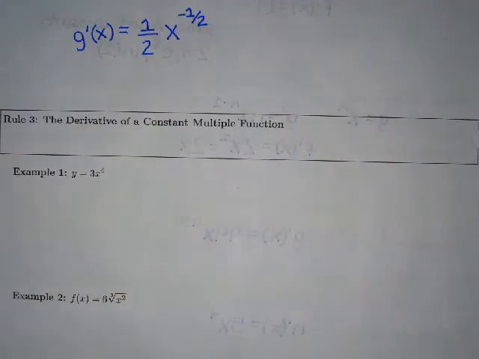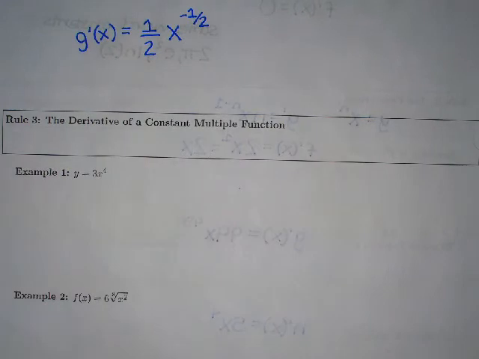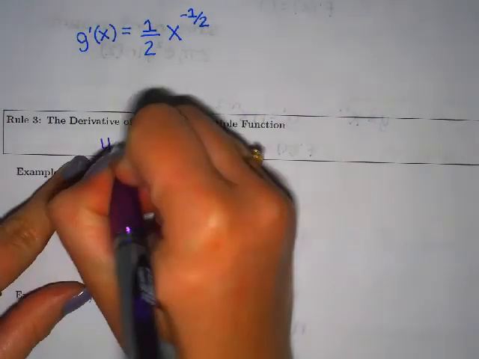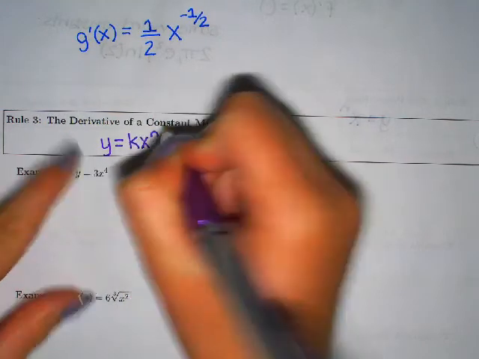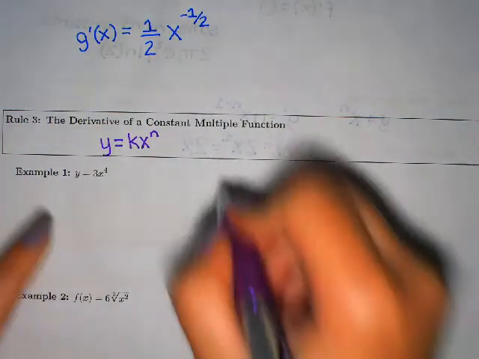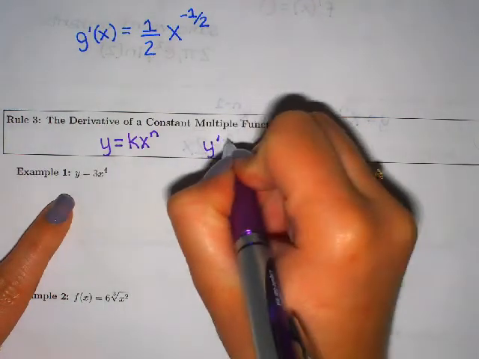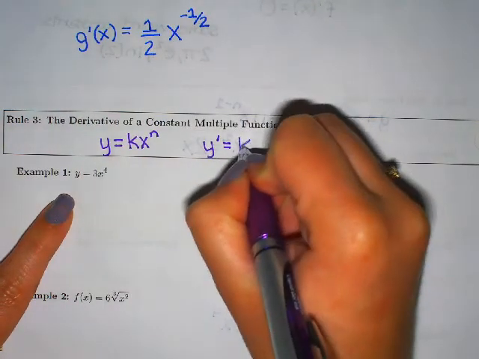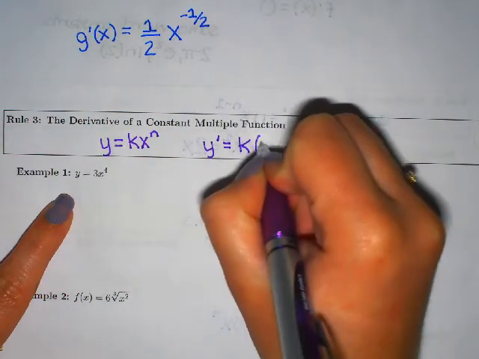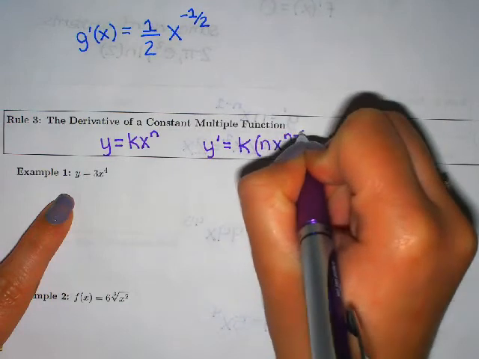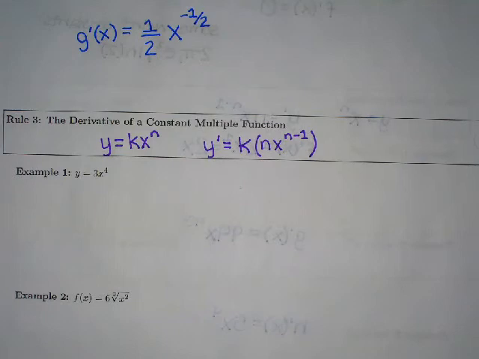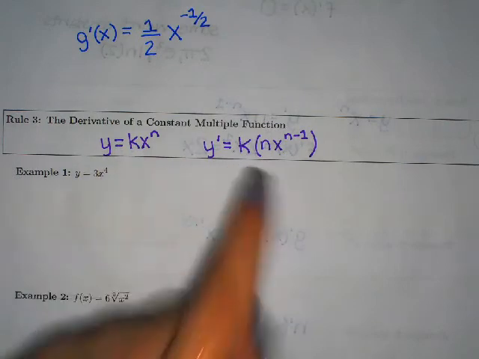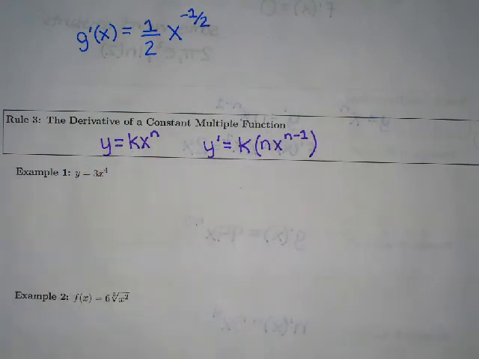We are making our way through here. Rule 3, derivative of a constant multiple function. That's where our original has a constant out front multiplied. So y equals k x to the n, for instance. Our derivative, y prime, we're going to keep the constant multiple k. We'll bring down our power and subtract 1 for the new power. So literally it's the same thing as rule 2, and the only difference is if you have a constant out front, keep it. You can't get rid of it, keep it.